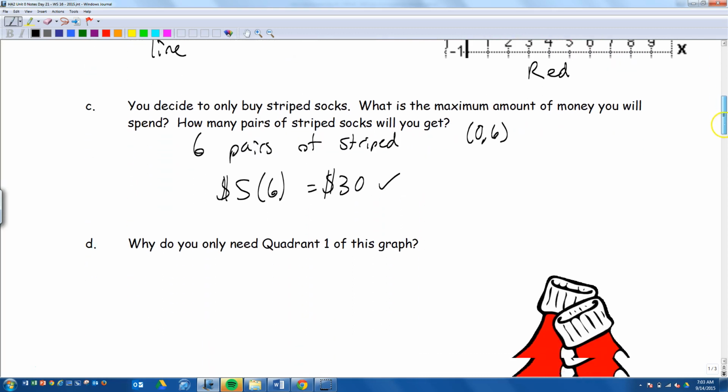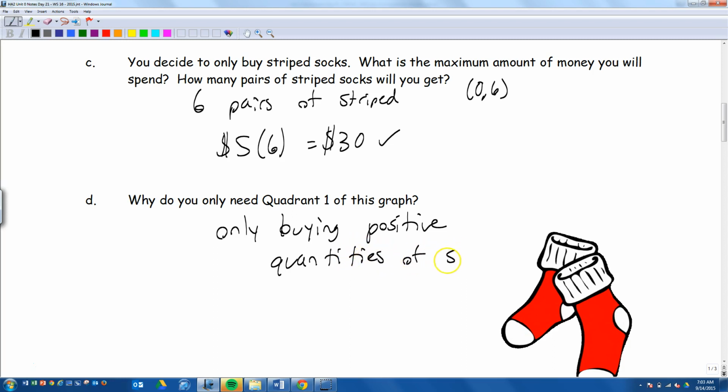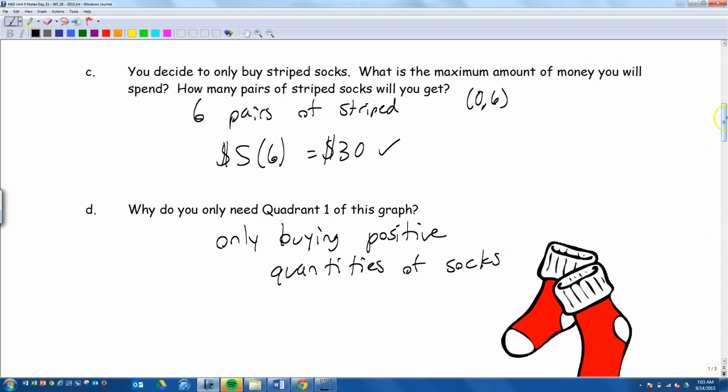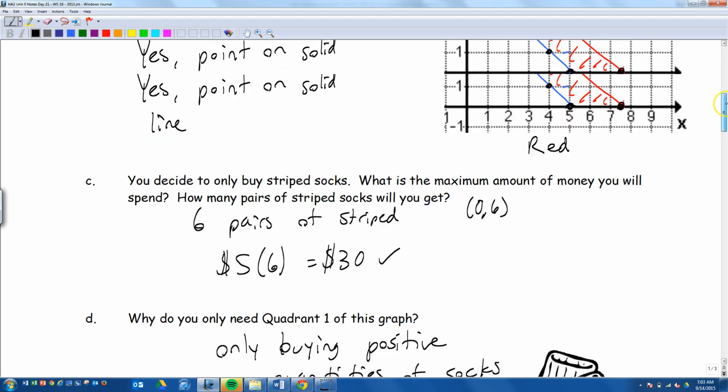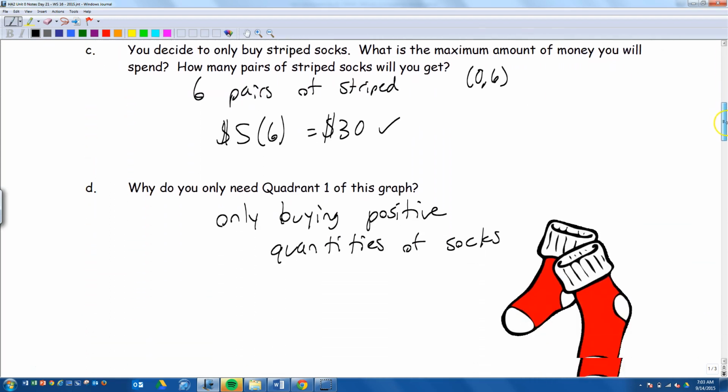Why do we only need quadrant 1 of this graph? Well, hopefully you guys realize that we're not going to be buying negative pairs of socks. So only buying positive quantities of socks. Okay, so that is that problem. We've made our region. We answered the questions that were important.